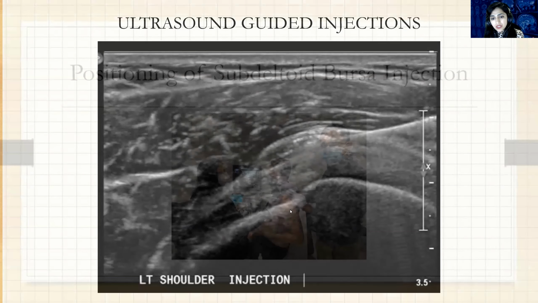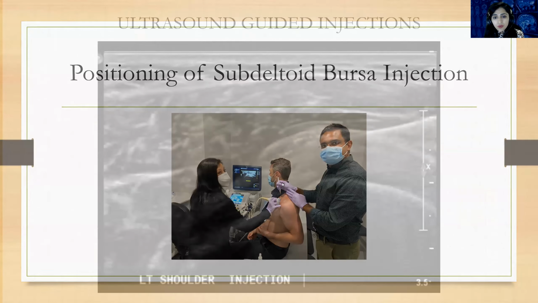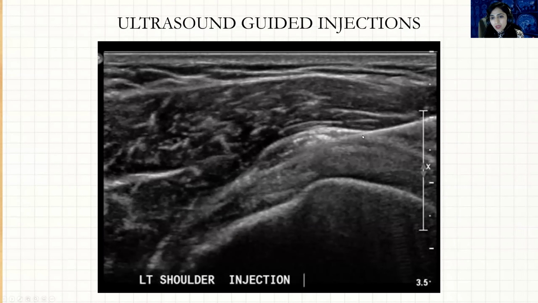When we position the patient like this, this is our needle coming. This is the supraspinatus and rotator cuff tendons. This is the humeral head, and this is the bursa where the needle is coming straight and injecting into.